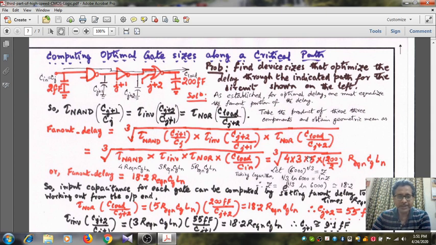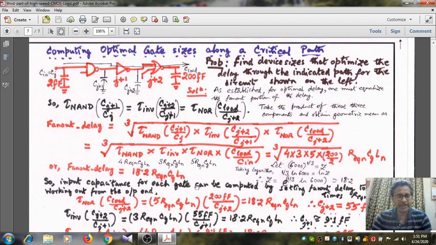How do you calculate? That also I have shown for your benefit. 6000 to the power 1/3 is equal to z. Then take the logarithm. So 1/3 into log of 6000 equal to log z. So z becomes e to the power 1/3 log of 6000. Here log of 6000 means the natural logarithm, base e. So it becomes 18.2. You can easily find out from your calculator. So the optimal fan out delay for this particular example should be 18.2 into Req into Cg into ln.